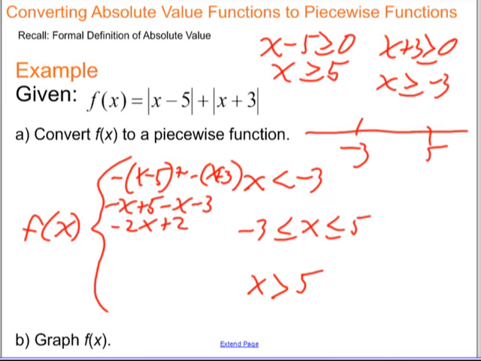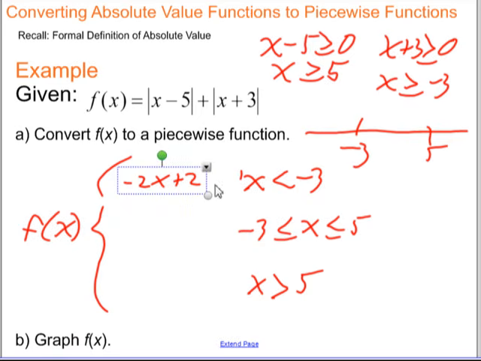So just cleaning that mess up a little bit, you might go off to the side to do that work. Usually a good idea. What I have is, when x is less than -3, in other words, when both of these are negative, the value of this function is -2x plus 2.